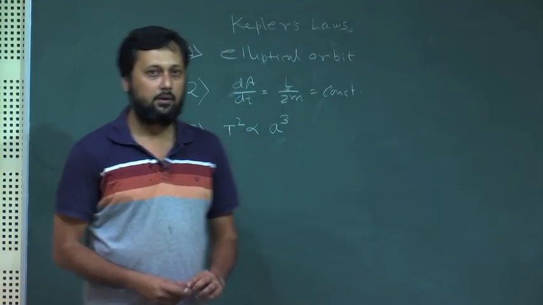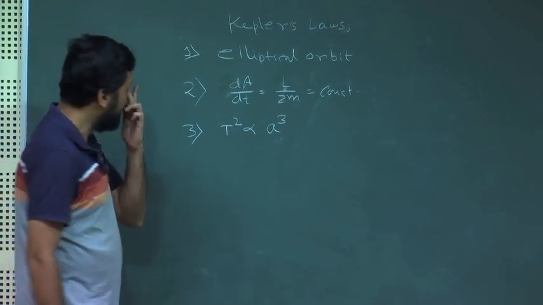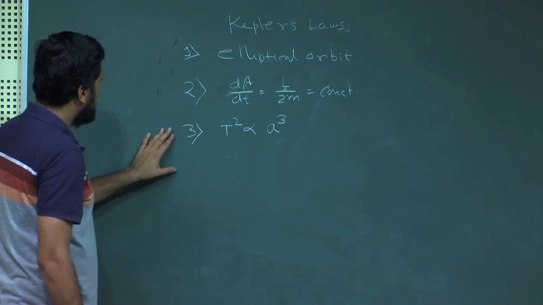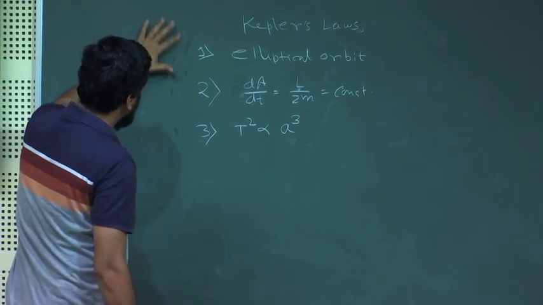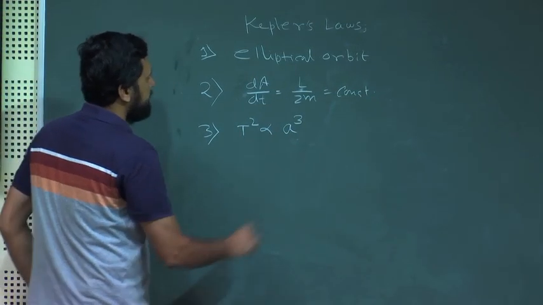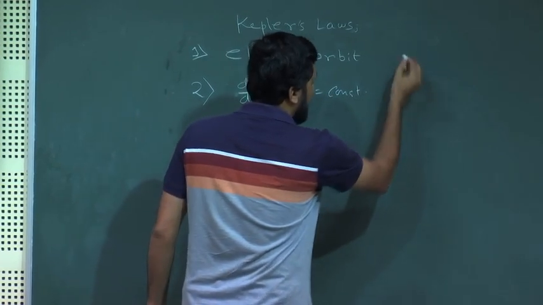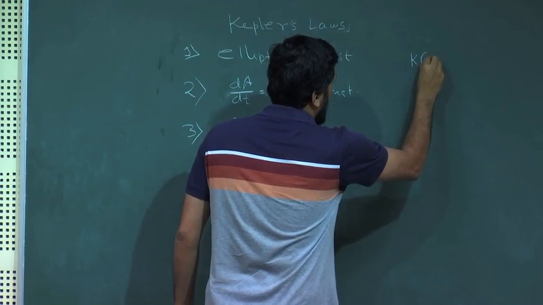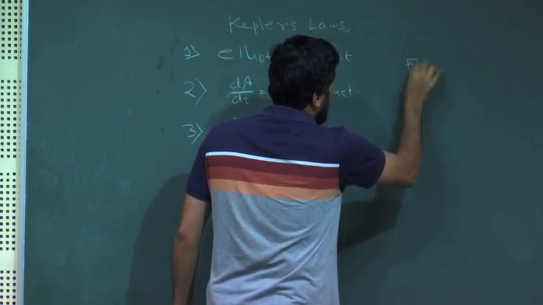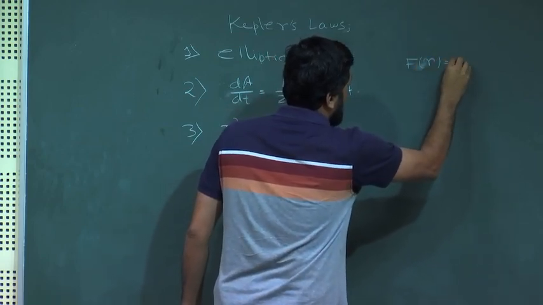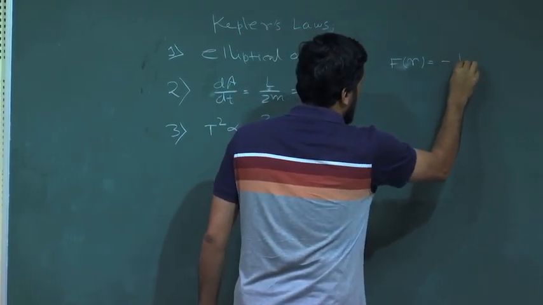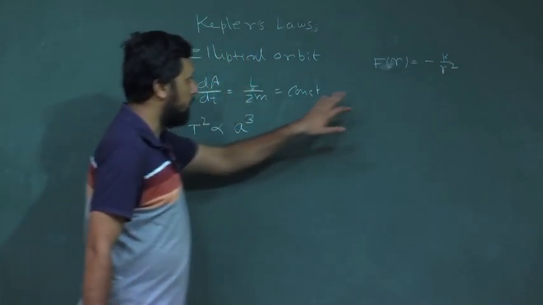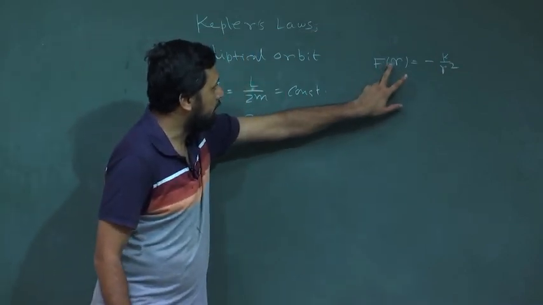Okay, so we continue our discussion on Kepler's laws. We discussed the three Kepler's laws. All of these laws are valid for our planetary system. So essentially, f of r is equal to minus k by r square. This is the fourth law for which these three laws are valid.